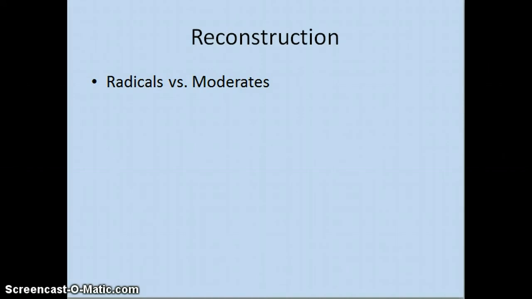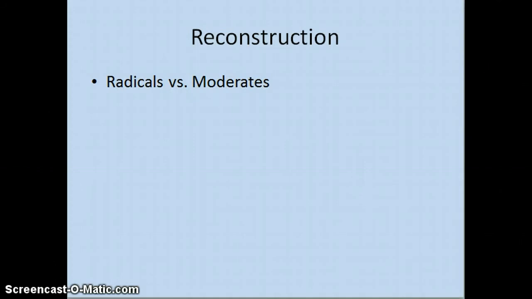For example, the radicals want to throw out all ex-Confederates from government. They push for full suffrage for all black males. They usually fall short of recommending distribution of land, but they're at least closer in that direction than are the moderates. The moderates certainly are not going to redistribute land to the ex-slaves, and in particular, they're pretty cautious about suffrage. They're not sure if black people, or certainly all black males, should be given the vote.